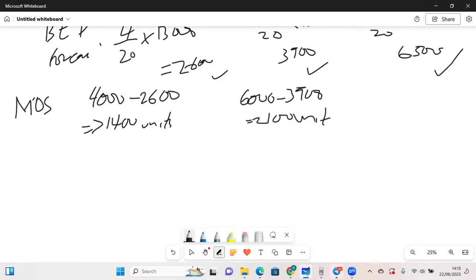The next one is going to be 10,000 units as the estimated sales minus its break-even point of 6,500. And we are going to get 3,500. So this is going to be their margin of safety: 1,400 for the first one, 2,100 for the second one, 3,500 for the third one.